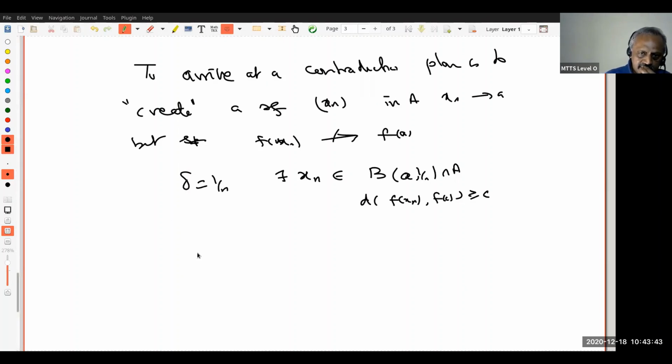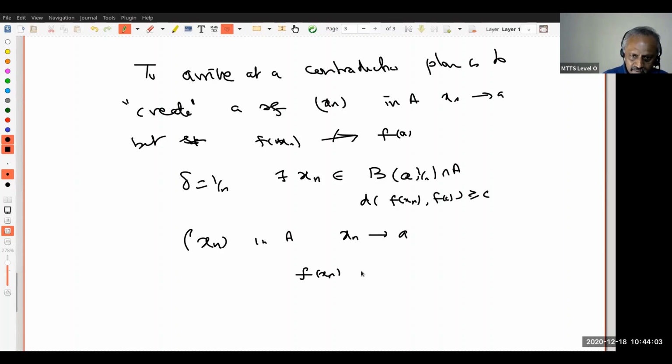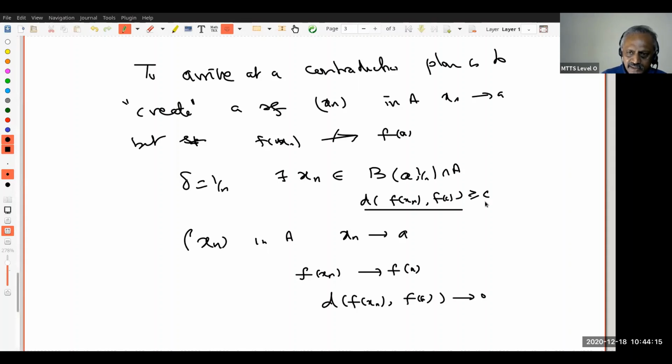Now let's look at the sequence. The xn's are in A, therefore it is a sequence in A. And what do I know? The xn's are elements in B(a, 1/n). What we have observed earlier, then xn converges to a. Since f is continuous according to definition 1, f(xn) should converge to f(a). That means the distance between f(xn) and f(a) must go to 0. But it is always greater than or equal to epsilon, so there is no way it can go to 0.